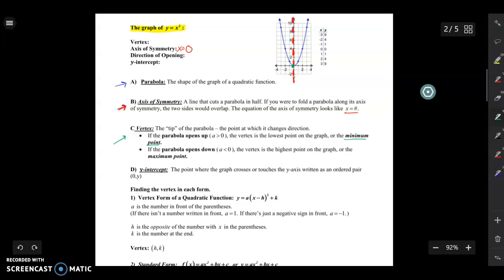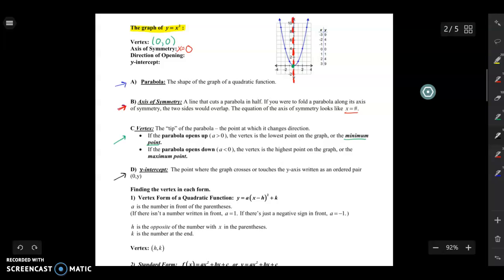Okay. And then if the parabola opens down, or the U is kind of upside down, the vertex is going to be the highest point. It's going to be called the maximum point. In this graph that we have in the top right, the vertex is going to be the ordered pair (0, 0). Okay. The y-intercept is the point where the graph touches the y-axis.